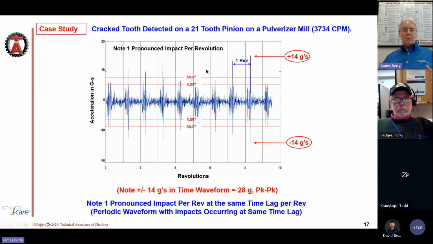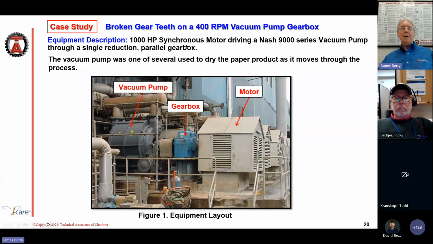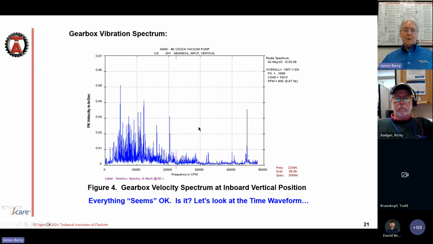Here's one I just talked about, a cracked or broken tooth on a pinion. We've got a broken gear tooth on a 400 RPM vacuum pump gearbox: the motor, the gearbox, and the vacuum pump. The problem is right in here. So with that gearbox, what are we seeing? This is data taken right on the gear.